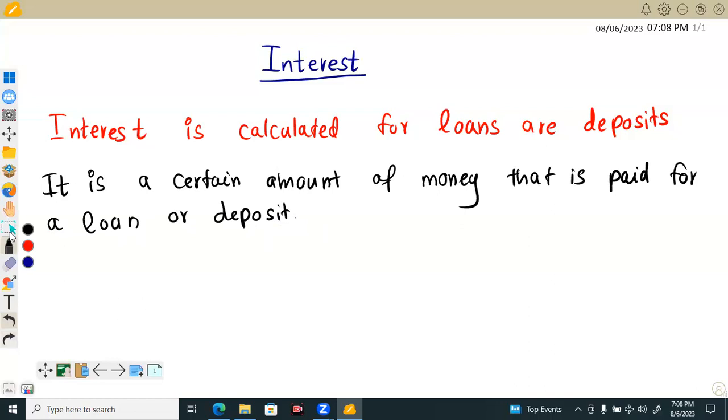Then the way of calculating the interest for a loan or a deposit changes from institute to institute. Okay, or it is different. There are different kinds of interest, so the way of calculating interest is different for each type.